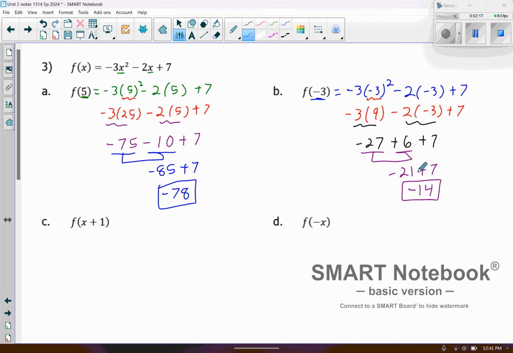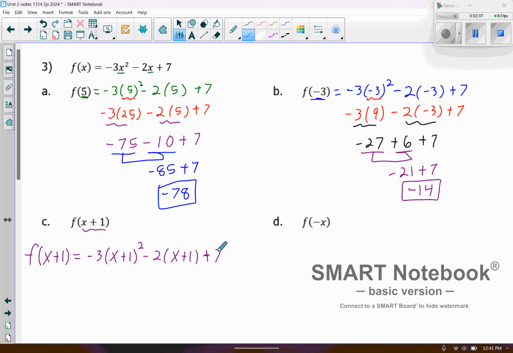All right, this next one's going to be a little tricky here. We're going to be plugging in the x plus 1 right there. And so I'm going to write it right here. So x plus 1. So we're going to have negative 3 times the x plus 1 squared minus 2 times x plus 1 and then plus 7.